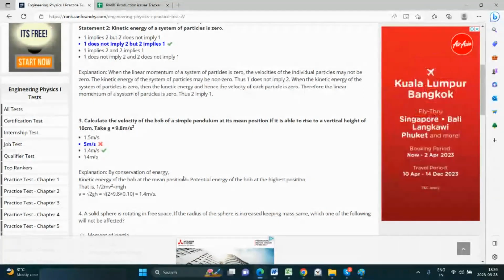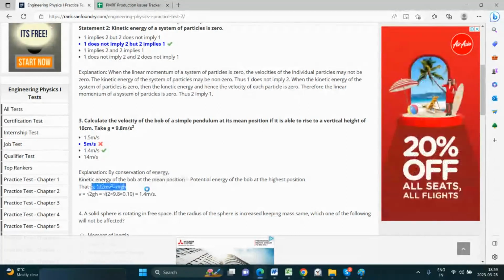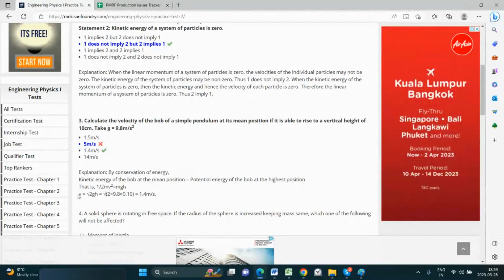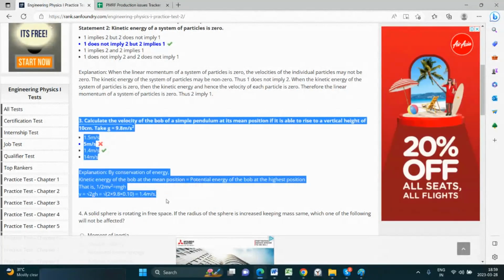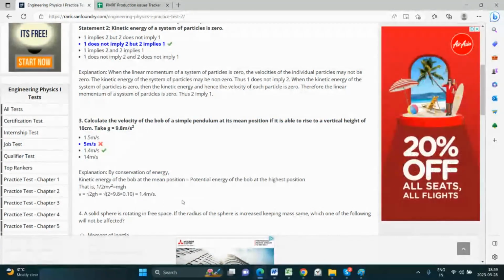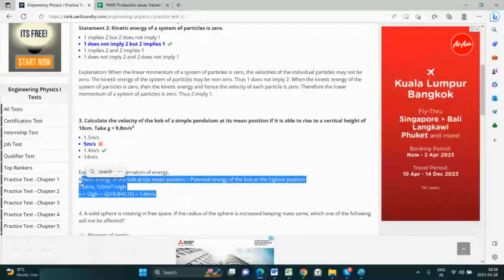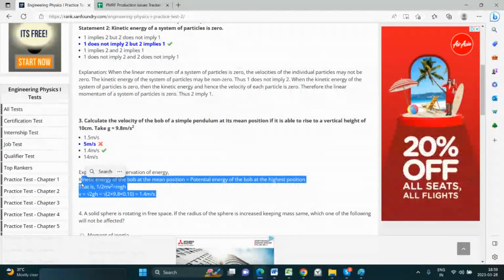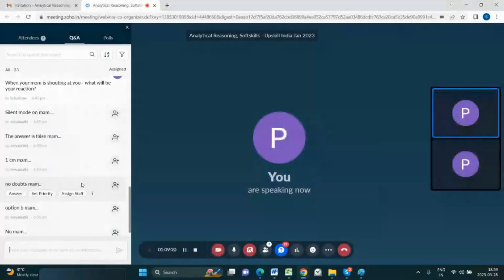The formula is half mv square is equal to mgh. You are applying v is equal to root of 2gh. This you have to mug up. Any doubts?